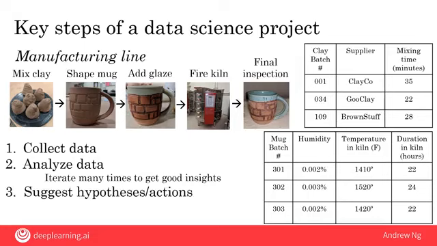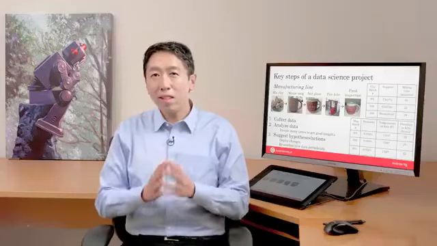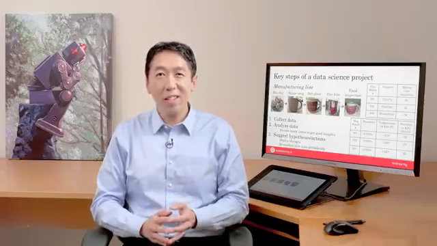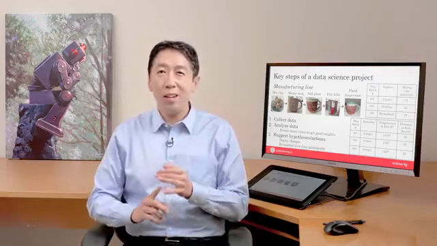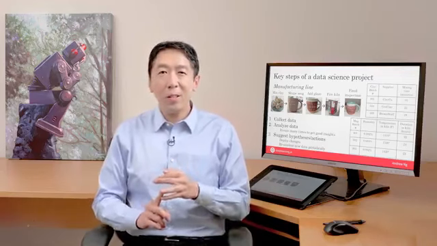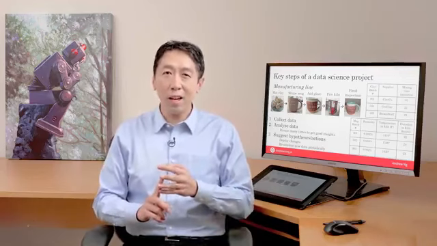Based on the insights from your data science team, you get suggestions for hypotheses and actions on how to change the operations of your manufacturing line in order to improve the productivity of the line. And when you deploy the changes, you then get new data back that you can reanalyze periodically so that you can keep on optimizing the performance of your manufacturing line. To summarize, the key steps of a data science project are to collect the data, to analyze the data, and then to suggest hypotheses and actions.